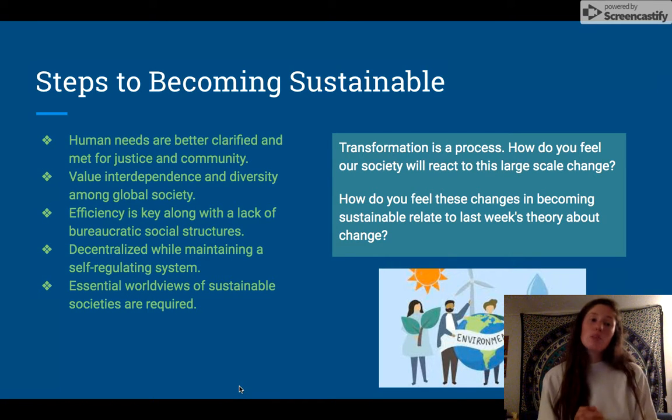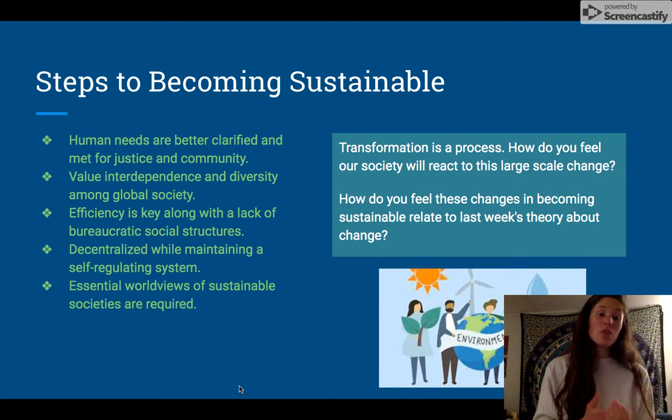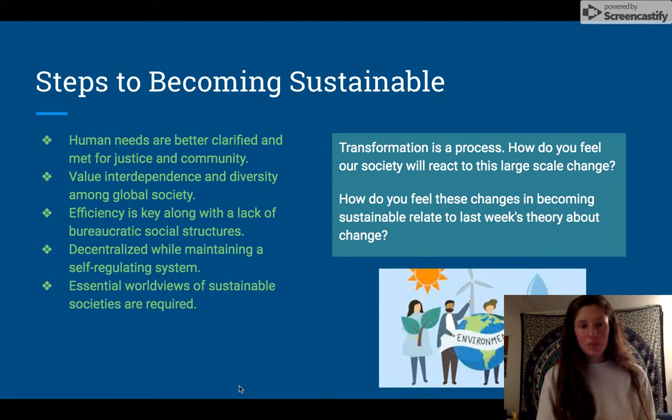So, steps to becoming sustainable. Human needs need to be better clarified and met for justice and community. So we need to clarify what we should consider basic human needs.